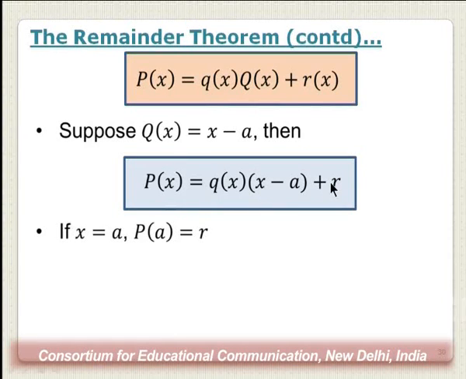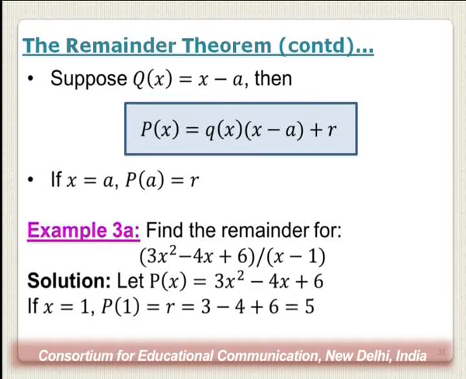r. Now this gives us a very interesting result, because the moment I substitute x equal to a in this equation, what do I get? I get P of a is equal to nothing but the remainder. And actually this is a very useful result, and why is that so?